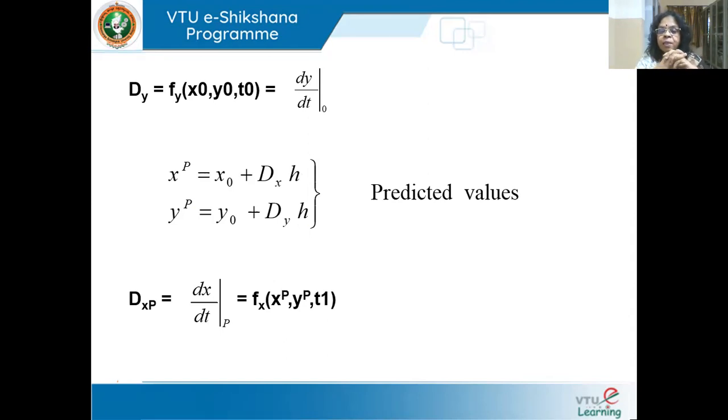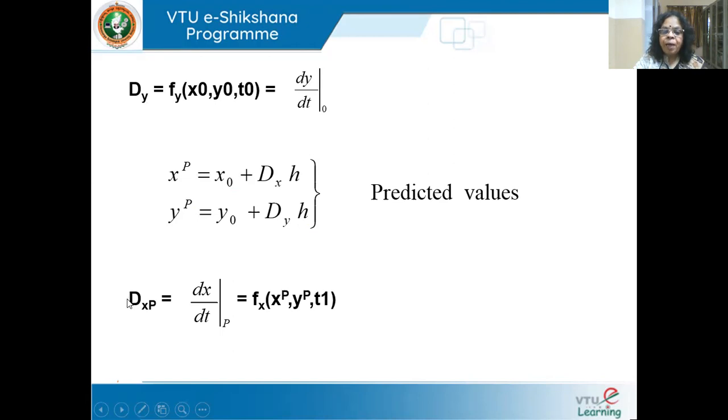In modified Euler's, we find an intermediate value which we call the predicted value. Clear? So, what does this give me? This is xp. xp is equal to x naught plus dx into h. Remember, dx is dx by dt, and h is the time step, which is delta t. That gives me the small variation in the variable x. So this intermediate value is called the predicted value. I make an intermediate prediction for xp and yp.